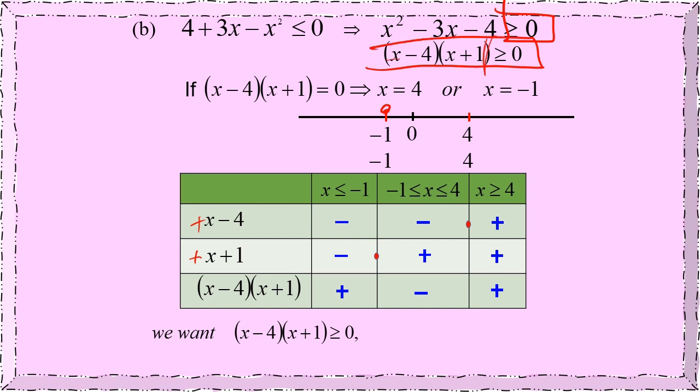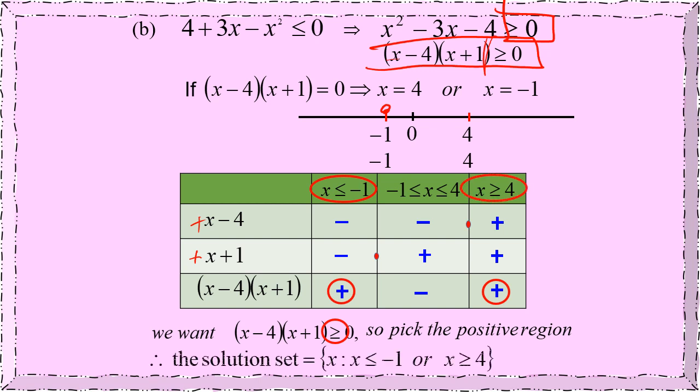So the y we want here is more than or equal to 0. So it will be the positive region lah. So pick the positive region. Where is the positive region? We have 2 positive regions: when x less than or equal to -1 and x more than or equal to 4. So the answer should be a set of x such that x is less than or equal to -1 or x more than or equal to 4.